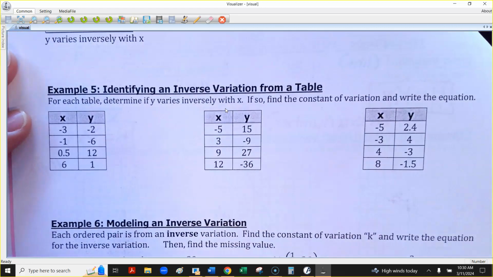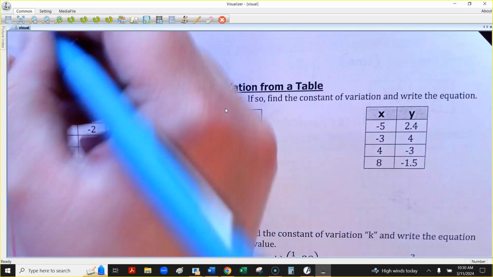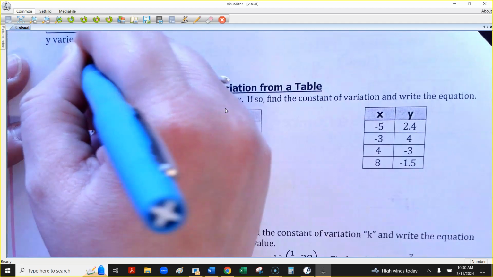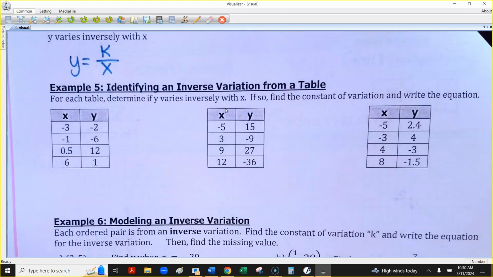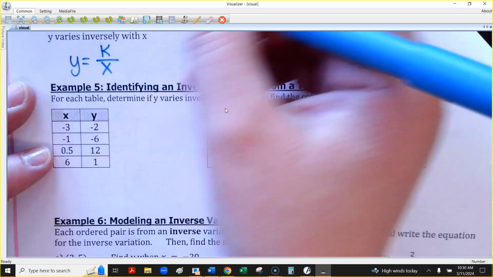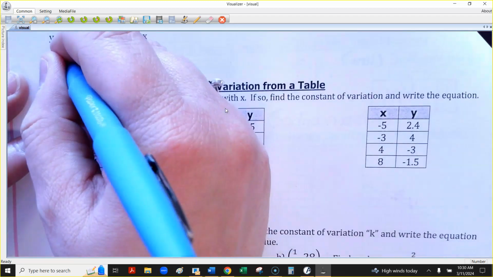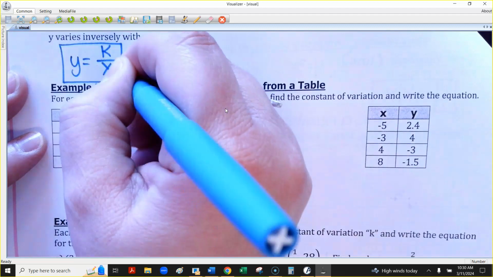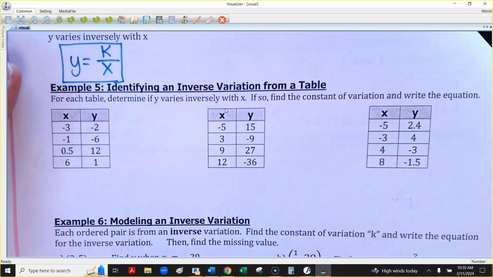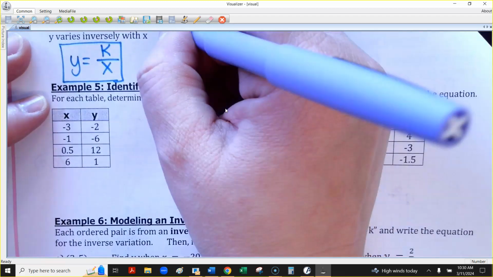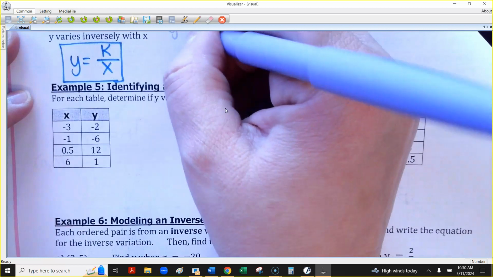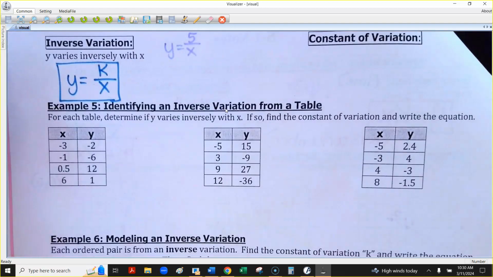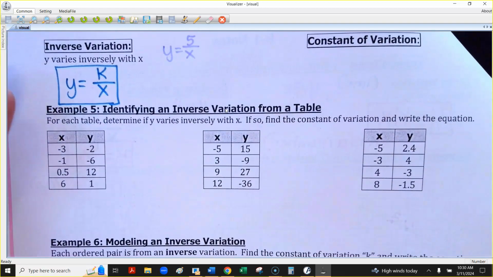Okay, now inverse variation. So this looks a little bit different. So this is k over x. All right, and again, k is just going to be a number. And let me give you just a couple different ways that this could look. So you could just have something basic, like maybe we have 5 over x. All right, so we could have something like that.